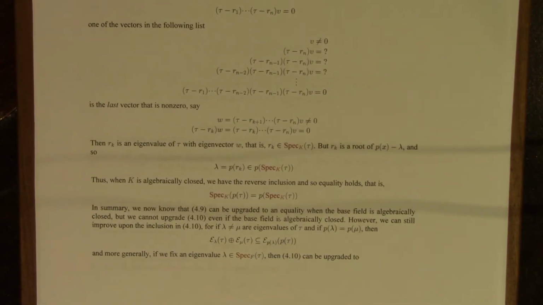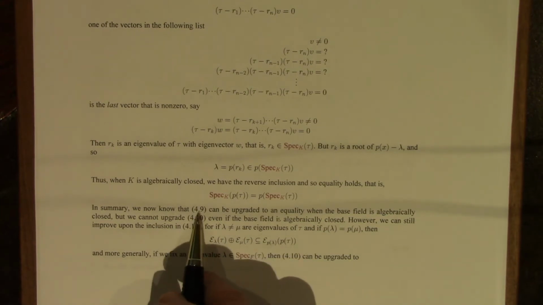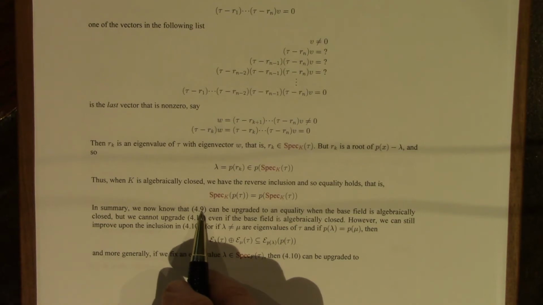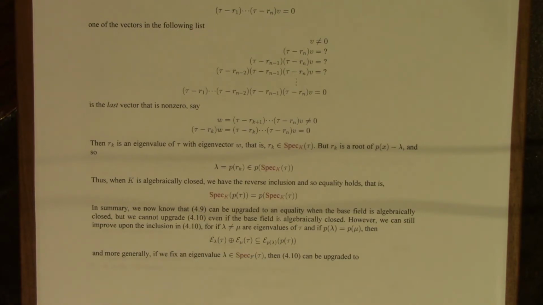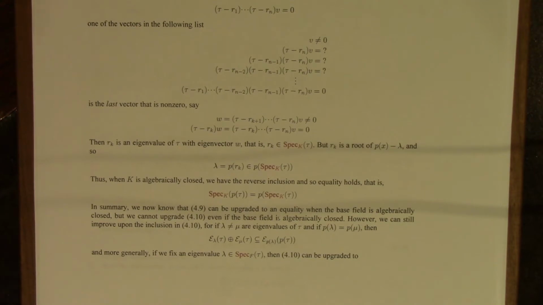So what we now know is that the inclusion 4.9 in general is not an equality, but it can be upgraded to an equality if the base field is algebraically closed. At the same time, 4.10 cannot be improved to an equality even if the base field is algebraically closed, as the previous example showed.